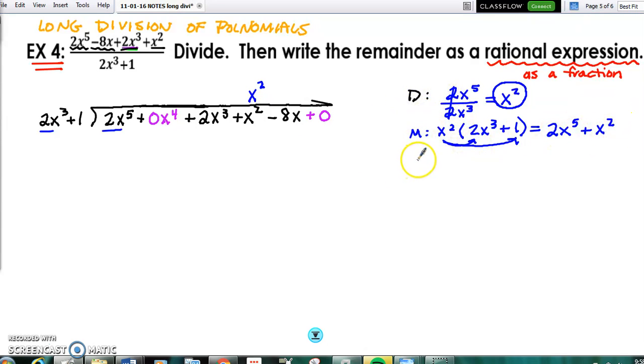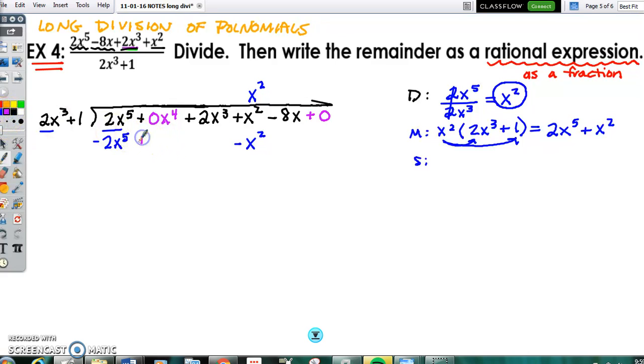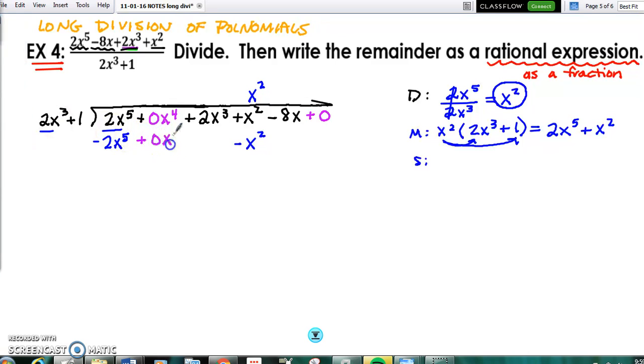I divided, I multiplied, now I must subtract. So I'm going to subtract 2x to the 5th. And now I'm going to subtract x squared from the like term. Well, this is not x squared. This is not x squared. Well, hello there, x squared. I must subtract x squared from you. Now there's nothing in here, so if you want to put a little placeholder of 0, you can. You don't have to, but we can. There's no x cubes that we're subtracting by, and there's no x to the 4th.